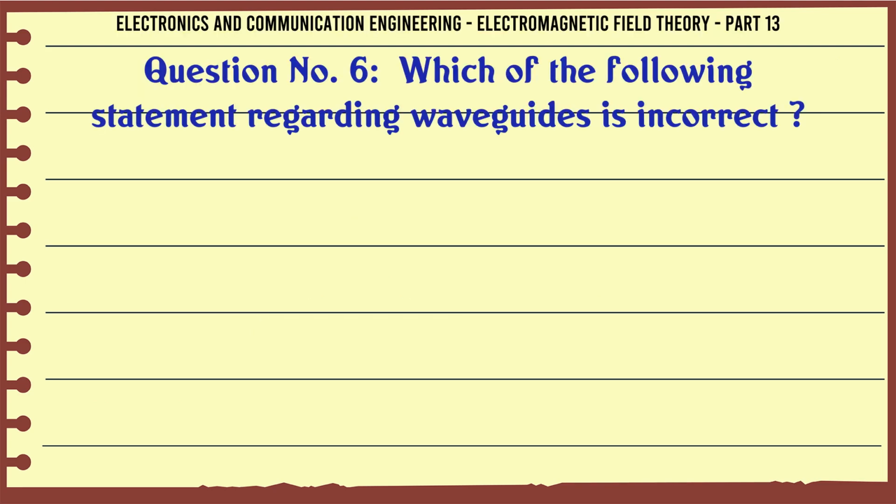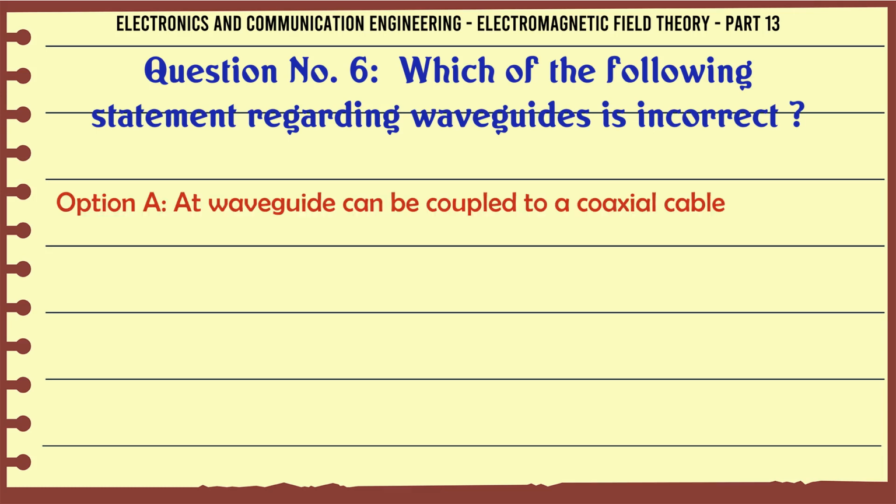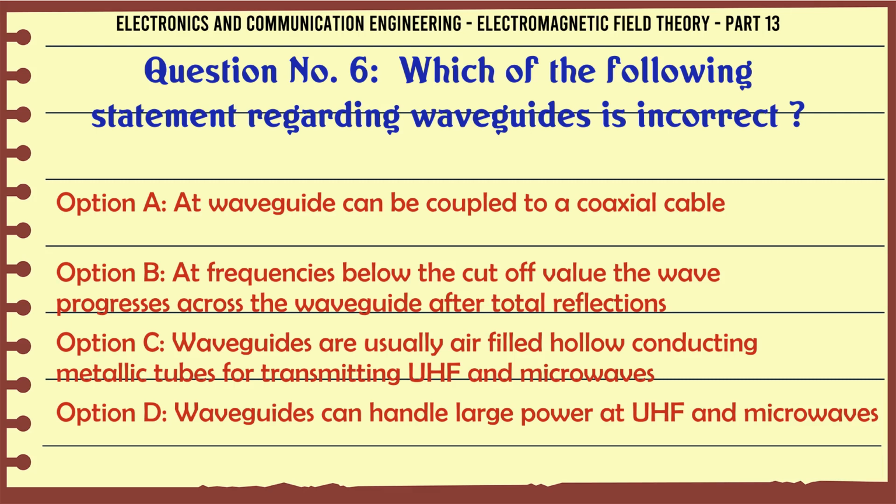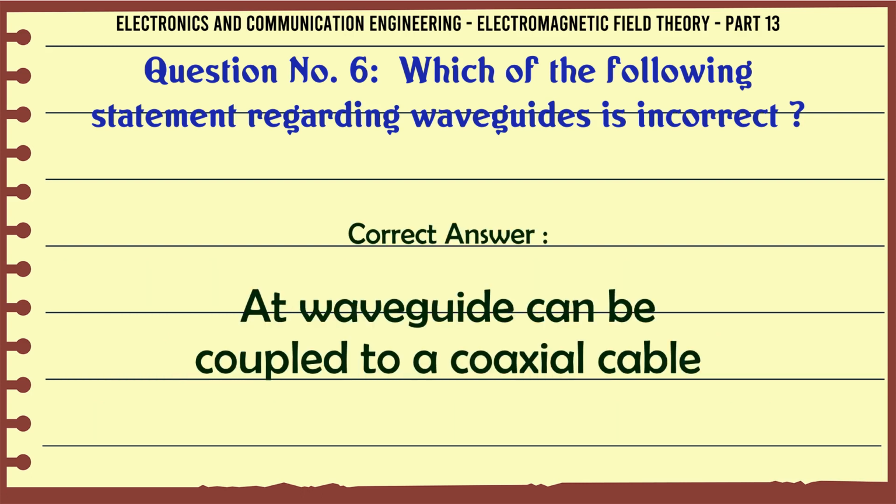Which of the following statements regarding waveguides is incorrect? A: a waveguide can be coupled to a coaxial cable. B: at frequencies below the cutoff value the wave progresses across the waveguide after total reflections. C: waveguides are usually air-filled hollow conducting metallic tubes for transmitting UHF and microwaves. D: waveguides can handle large power at UHF and microwaves. The correct answer is a waveguide can be coupled to a coaxial cable.